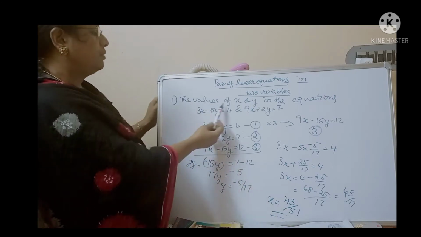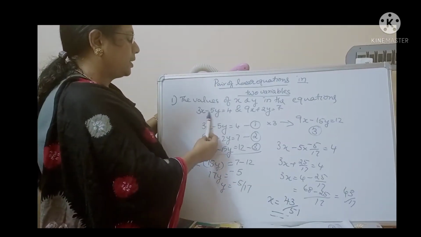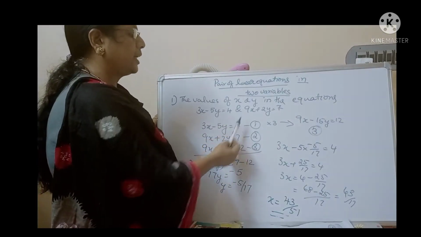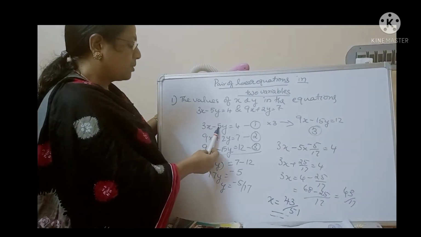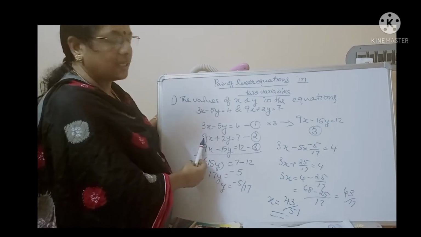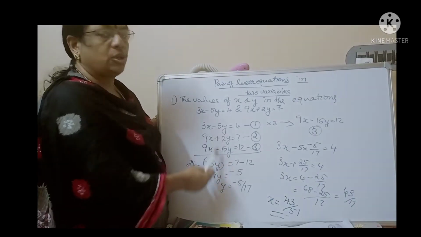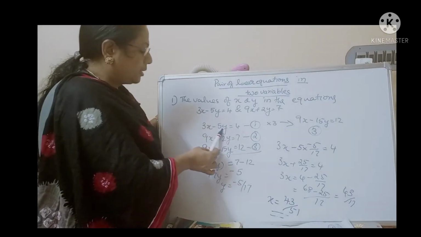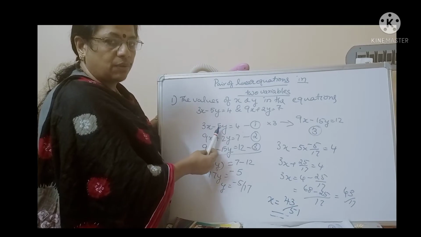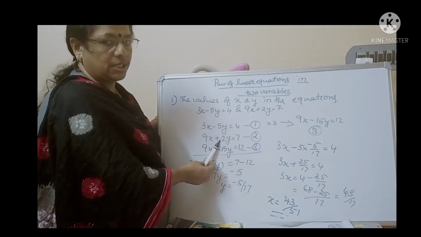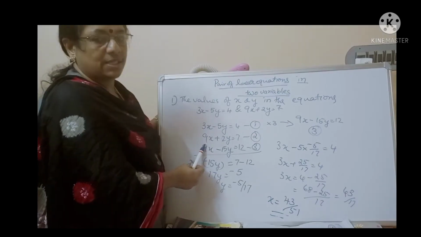Here, find the values of x and y in the equations 3x minus 5y is equal to 4 and 9x plus 2y is equal to 7. We want to make the coefficients the same. The coefficient of y is negative 5 in the first and 2 in the second. But the coefficient of x is 3 in the first and 9 in the second.